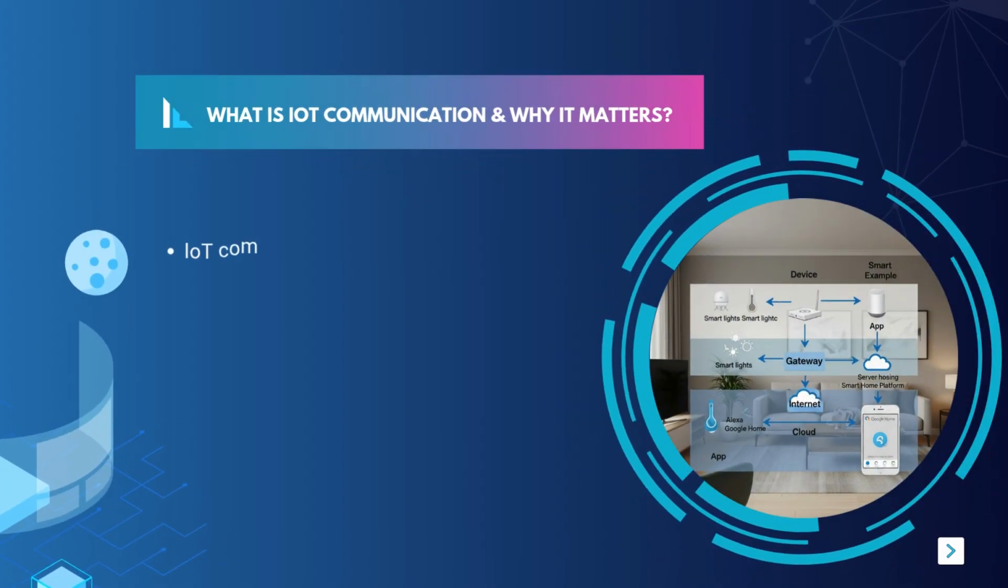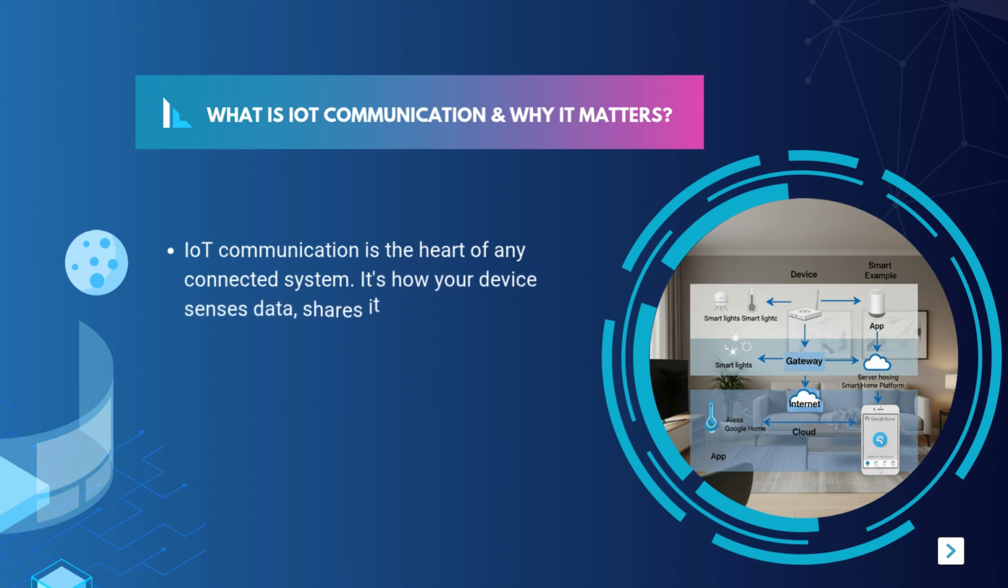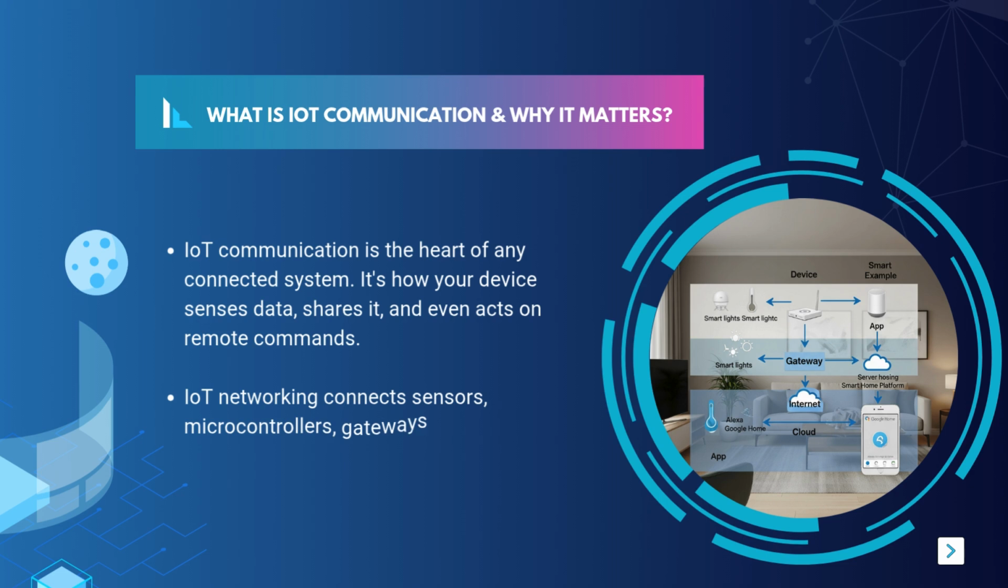IoT communication is the heart of any connected system. It's how your device senses data, shares it, and even acts on remote commands. At its core, IoT networking connects sensors, microcontrollers, gateways, and cloud services, often in real time. We'll cover how these layers work together, from device-level communication to cloud integration, using real-world examples.